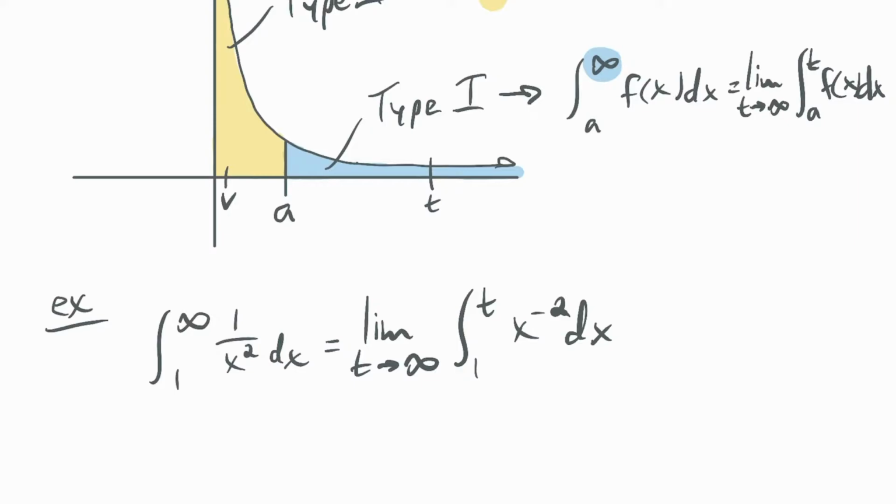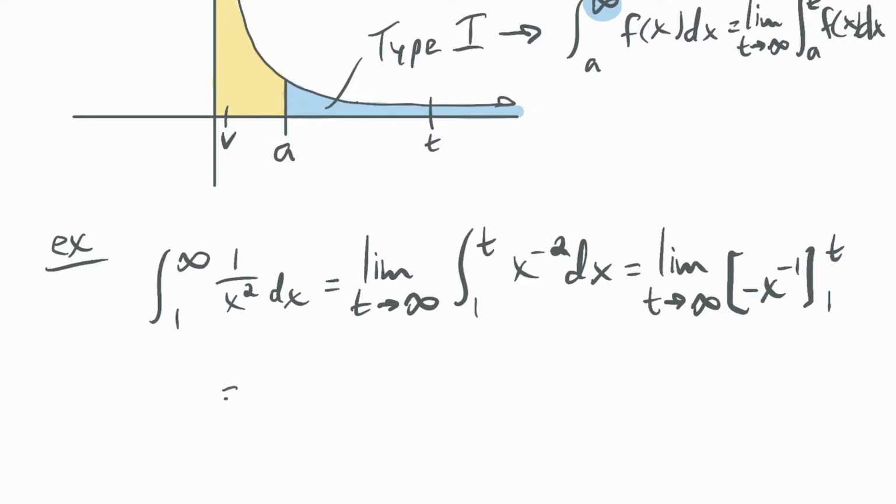So I can just find this antiderivative. This will be the limit as t goes to infinity of negative x to the negative 1 power, evaluated at 1 and at t. So this will be the limit as t goes to infinity of negative 1 over t minus negative 1 over 1, when I evaluate the antiderivative at the two endpoints.